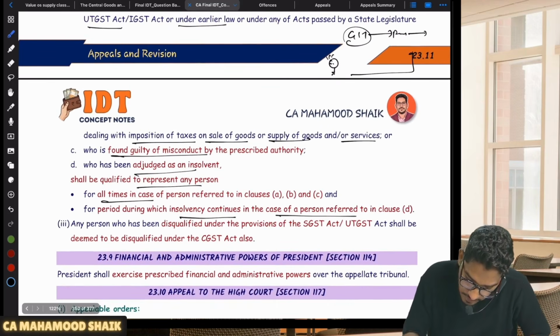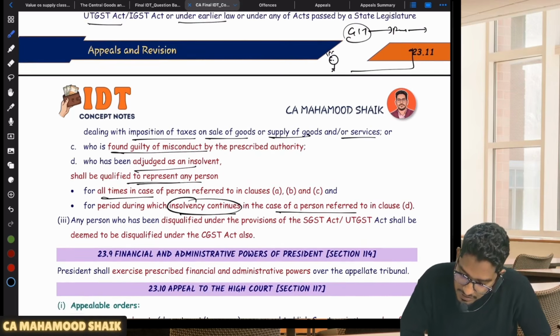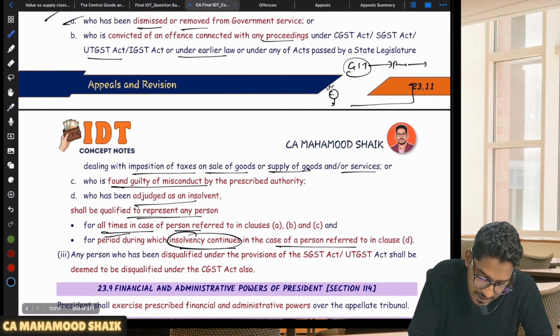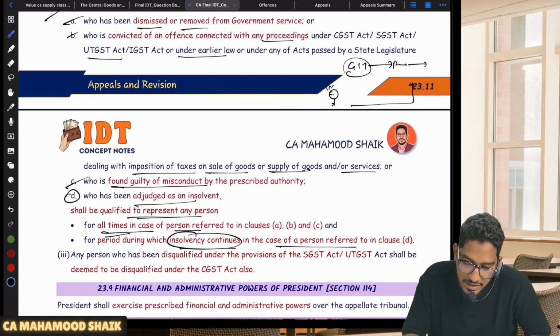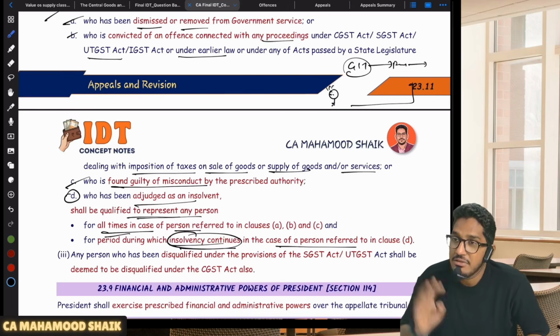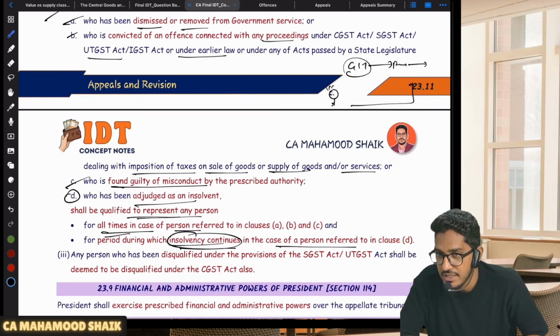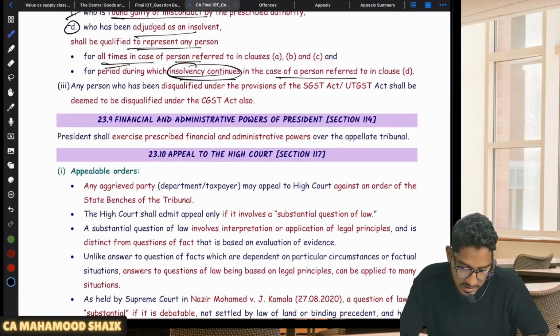So that means till the time that insolvency continues, that person is not eligible. At all times in case of persons referred to in A, B, C, at any time if you are convicted, you can't send them as authorized representative. But an insolvent person, till the time that insolvency continues, you can't send him. Once insolvency proceedings have come to an end, you will get something from the court called a discharge certificate. Once he gets that discharge certificate, now you can send him once again as an authorized representative. But the first three, at all times you can't send them.